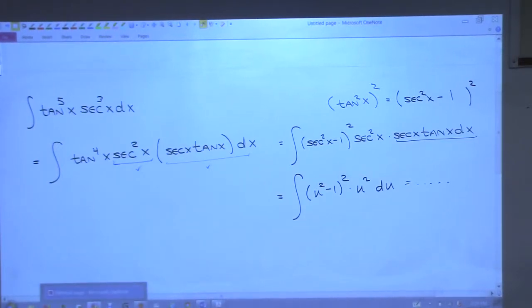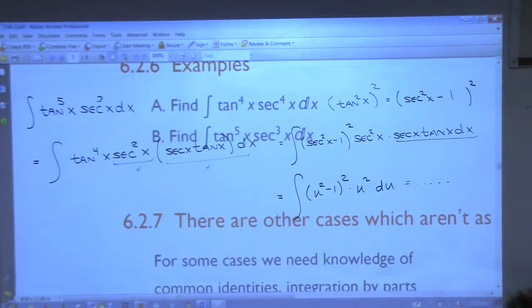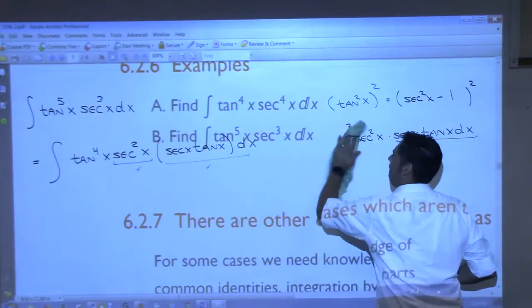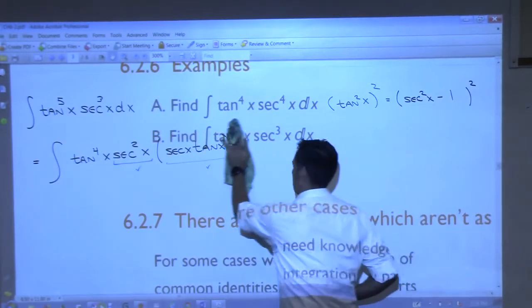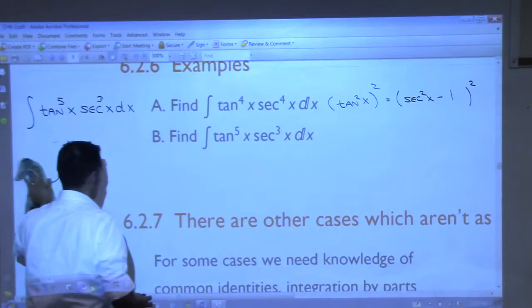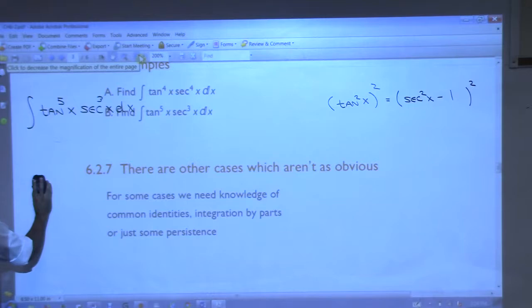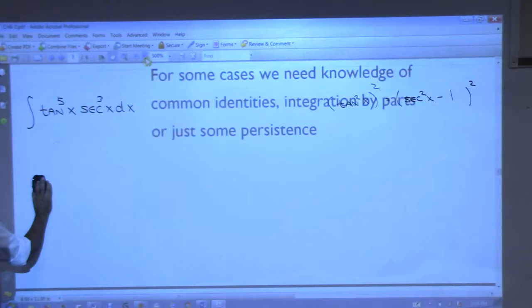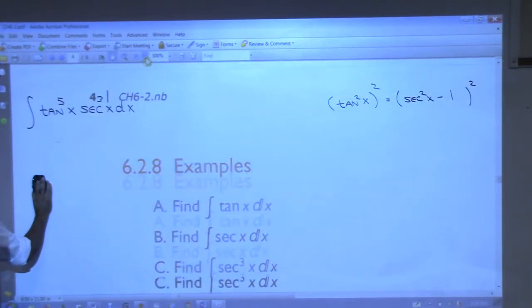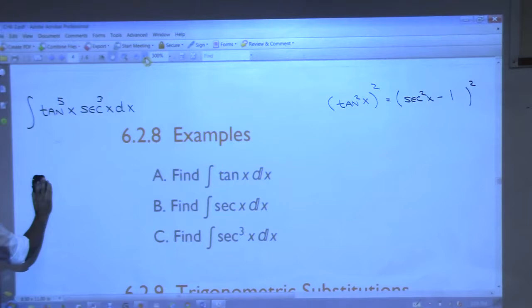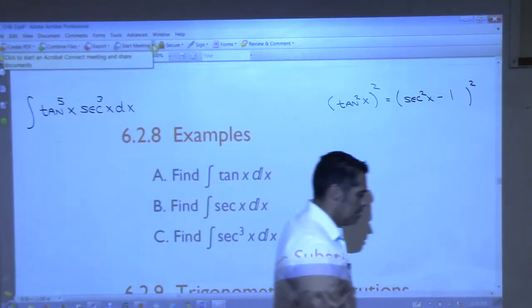You didn't think that this could become any more exciting or fun, did you? Right? And then look at the next note. There are other cases which aren't as obvious. Like these three. Yes? Thank you for asking.